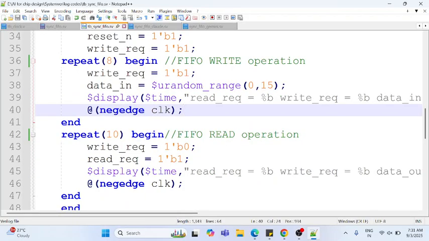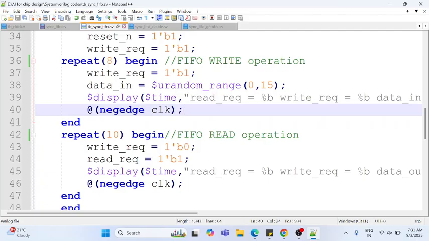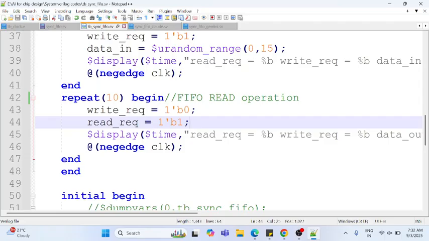Now I am not writing and reading consecutively, because many tests can be generated based on this, writing partially, reading partially, like that. So now I am going to read the data. In this write condition, once you have written all the data, the full flag becomes 1. That is the condition we have to check. And for the FIFO read operation, write request equal to 0, read request equal to 1, then we are going to just read the data, that's all.